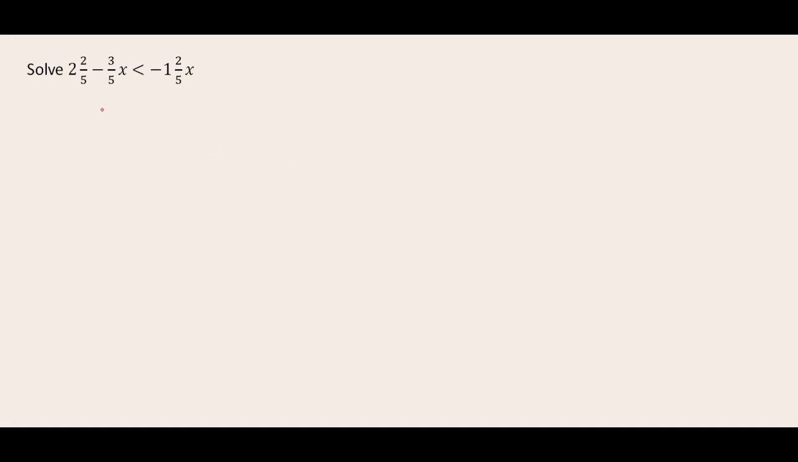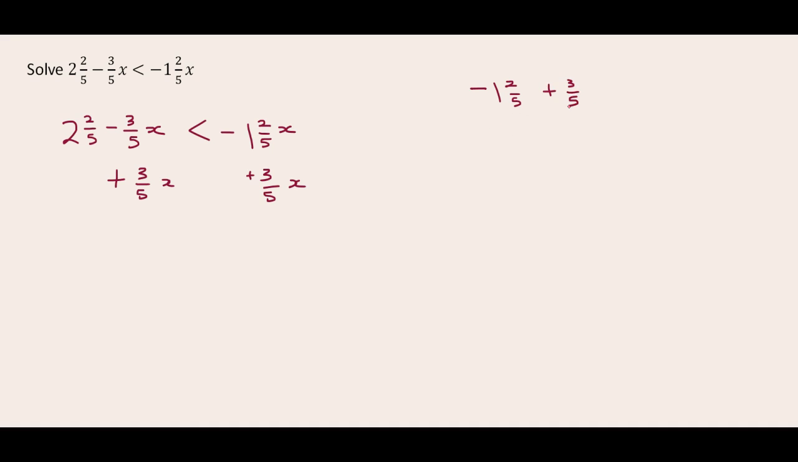Final example, we have 2/5 minus 3/5 x less than -1 2/5 x. So we're going to isolate by adding 3/5 x to both sides. So we have -1 2/5 plus 3/5. Since the denominators are the same, I'm just going to convert this to an improper fraction. So this is -7/5 plus 3/5. This is going to give us 5 right here. -7 plus 3, so it's -4/5.